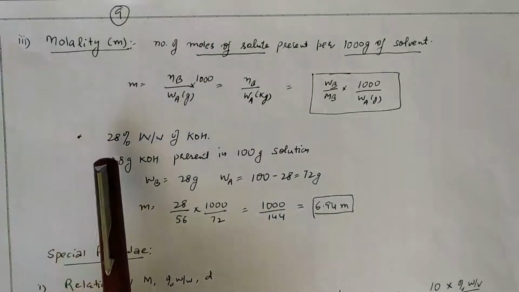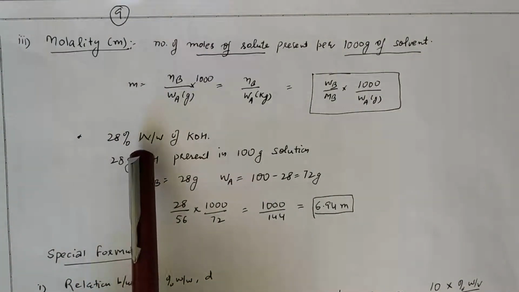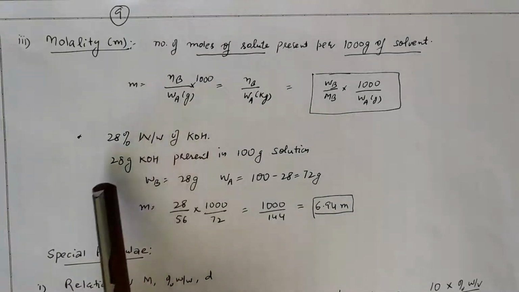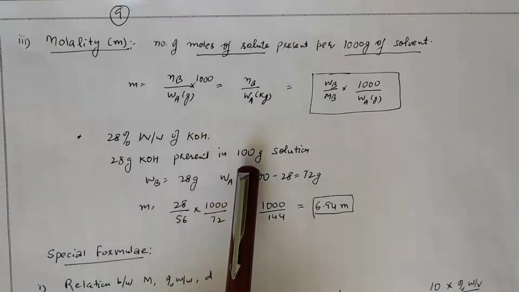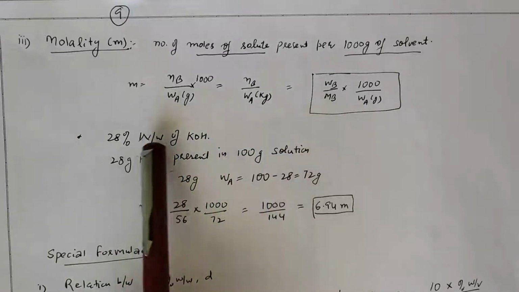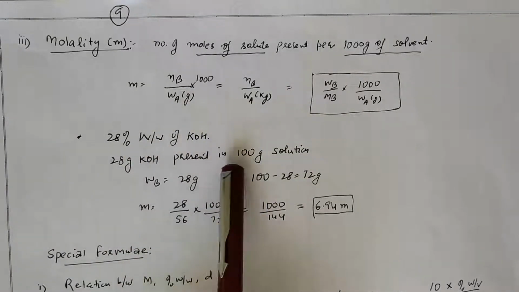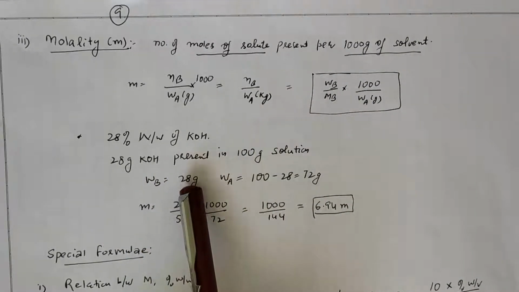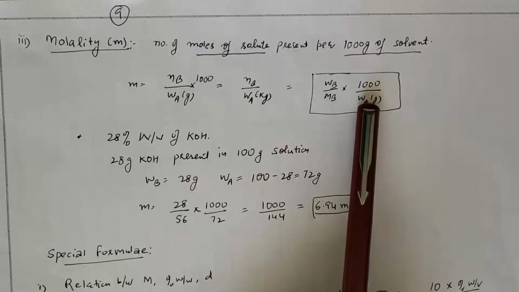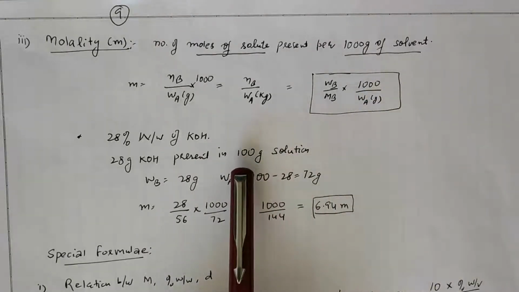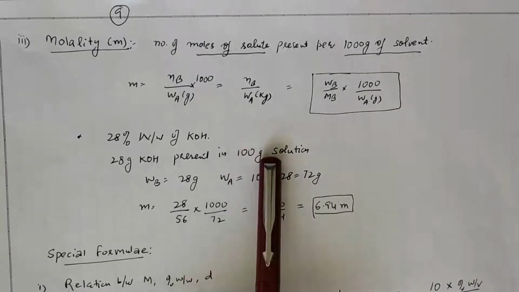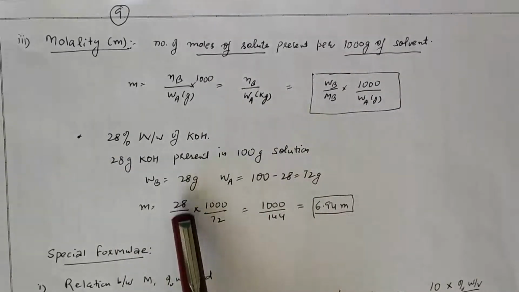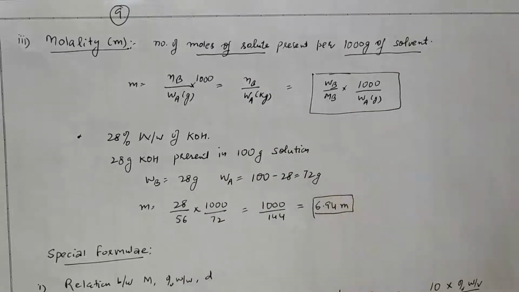So in this simple problem, suppose we are given 28% weight by weight of KOH. What is the meaning of this? It means 28 gram KOH is present in 100 gram solution. So just put the values. WB is 28 gram. Weight of solvent can be calculated from weight of solution minus weight of solute, 100 minus 28, which is 72. Put the values and you can calculate the molality.